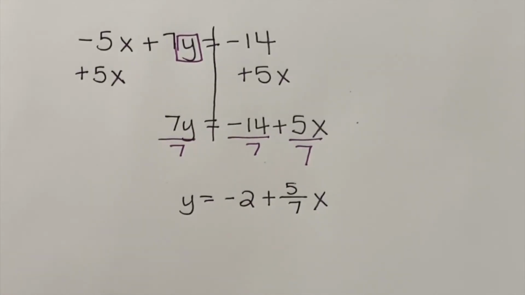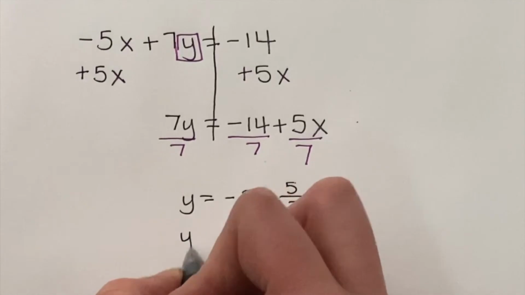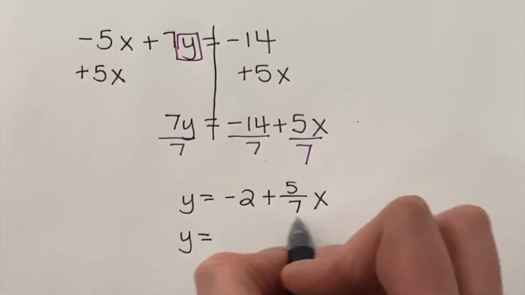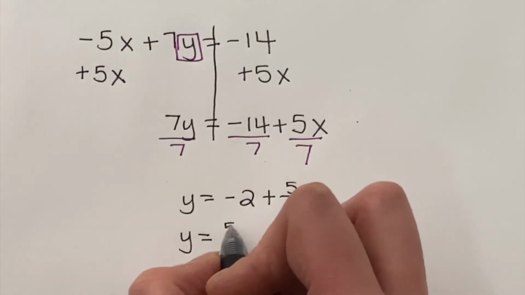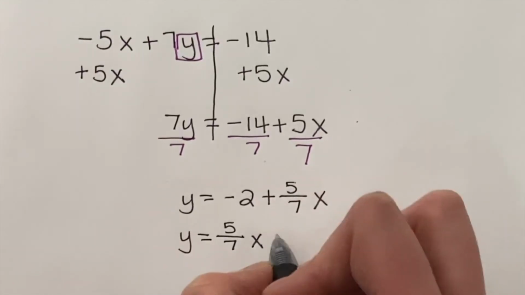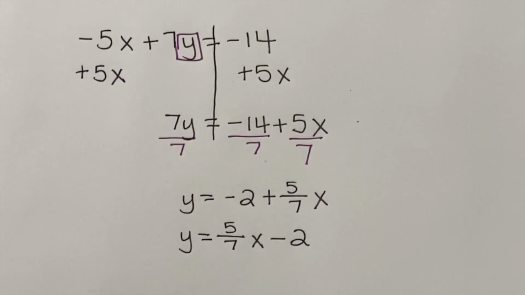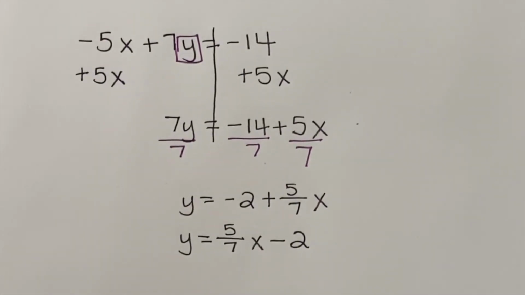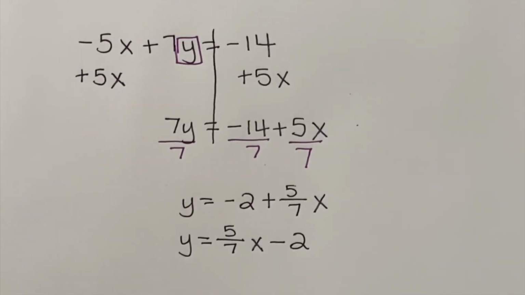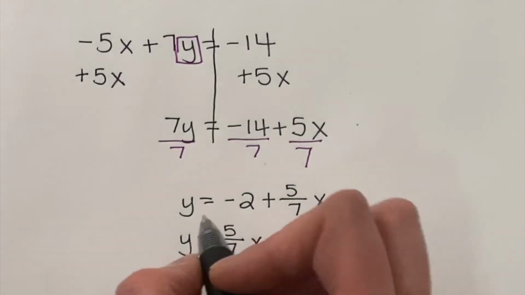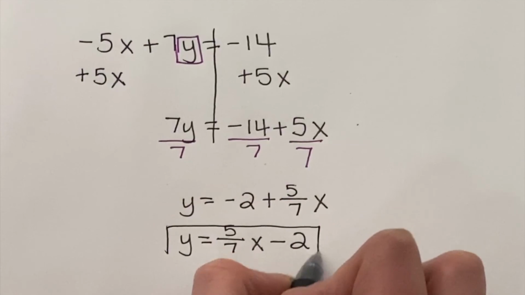Now if we want to rewrite it so that the slope is first, that would be y equals positive 5/7 x minus 2, to take care of that minus. Okay? Some of you are writing it as plus negative 2. That's okay, but really simplified, we can leave it as negative 2. So in slope-intercept form, this is our equation.